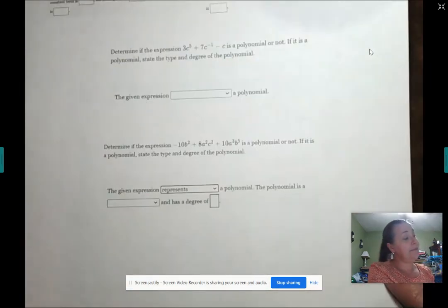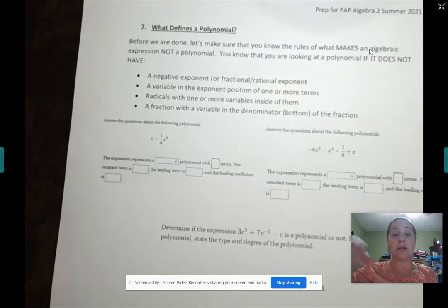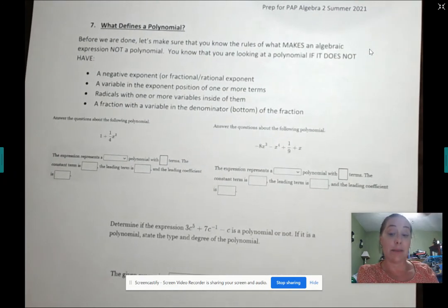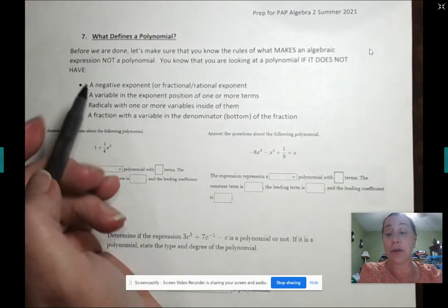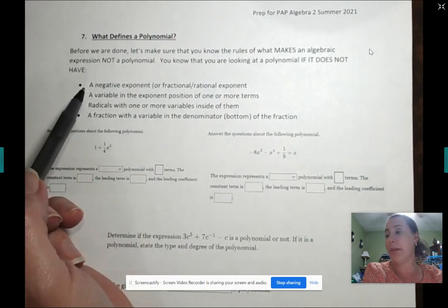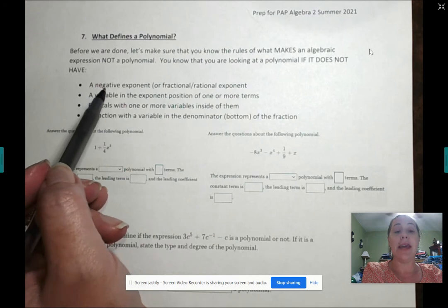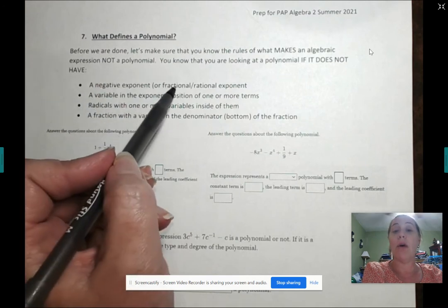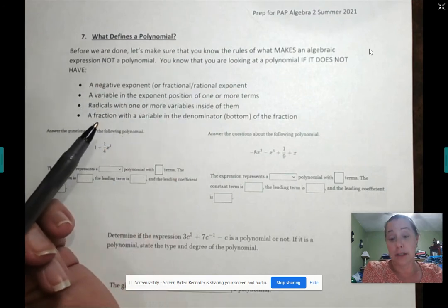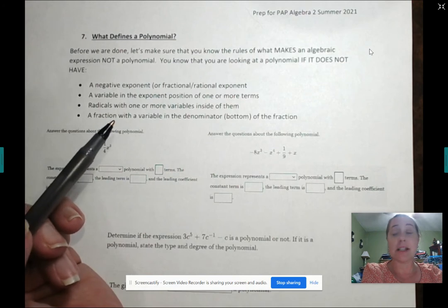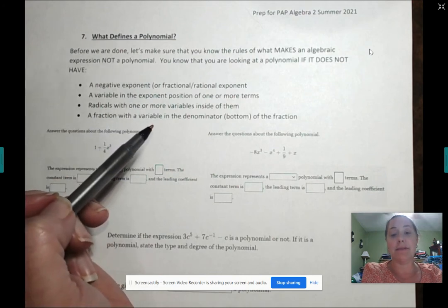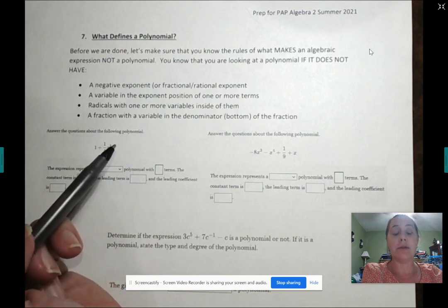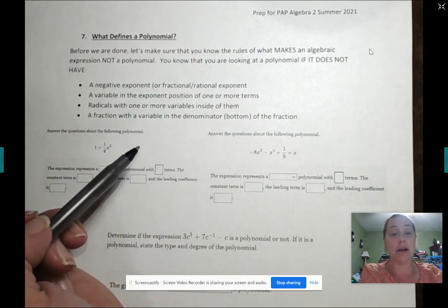Okay, we're almost done. So let's make sure you know what is not a polynomial, because that helps you determine what is a polynomial. You need to know the rules, things that cannot be present in a polynomial. You cannot have negative exponents or a fractional or rational exponent like we saw in those exponent rules. You cannot have a variable in the exponent position. So if your power is where your letter is, that is not a polynomial.